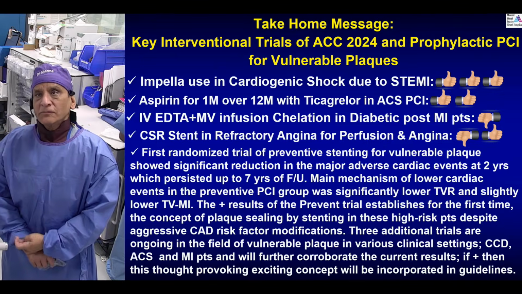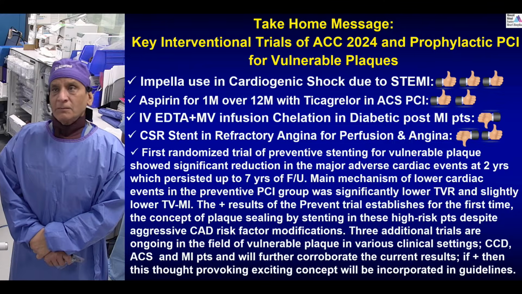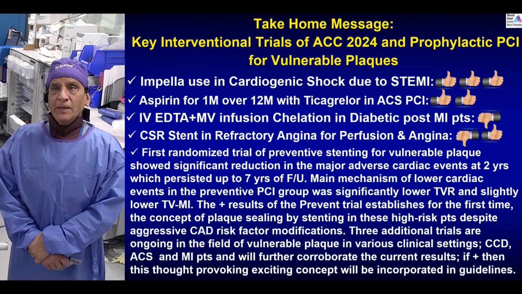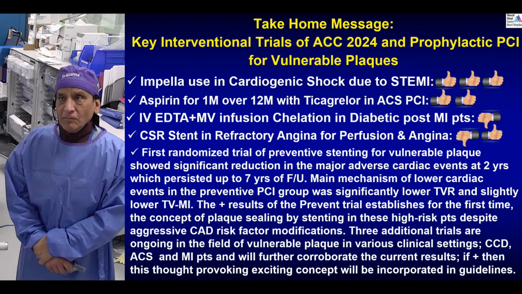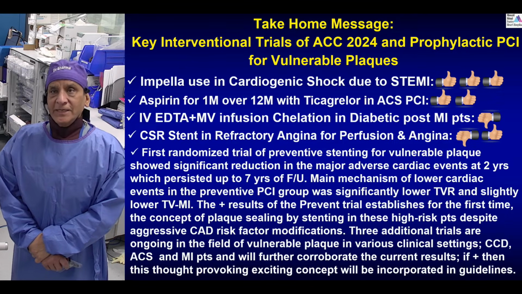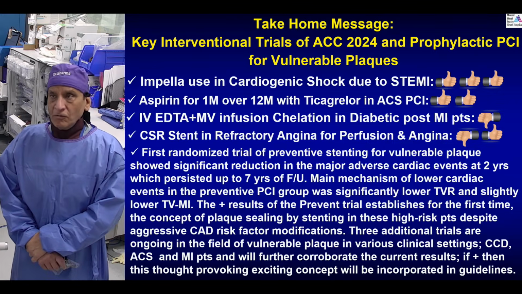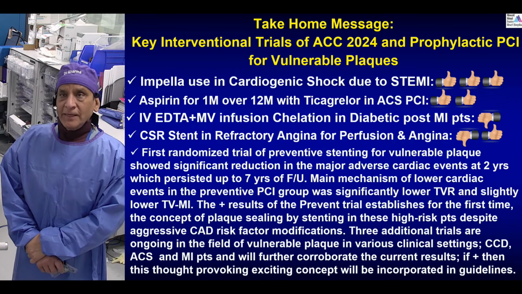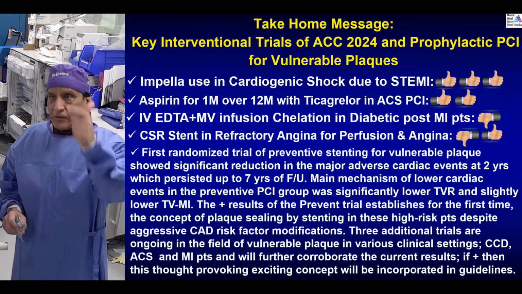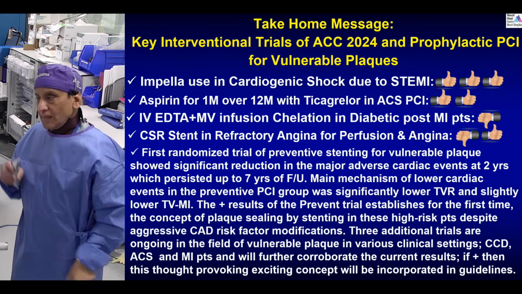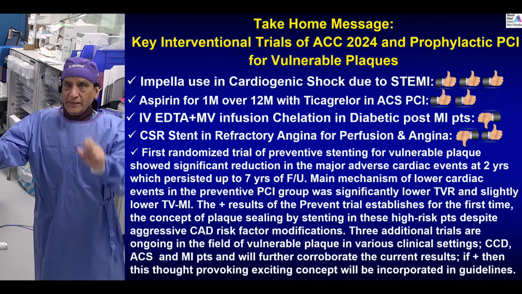The Impella use, what are the take-home messages? Impella use in cardiogenic shock due to STEMI, I would say 3 thumbs up. Aspirin for 1 month over 12 months with ticagrelor in acute coronary syndrome, 2 thumbs up. IV EDTA plus multivitamin infusion in diabetic post-MI patients, thumbs down, no benefit. CSR stent in refractory angina for perfusion and angina: it benefited angina, no perfusion, so 1 thumbs down, 1 thumbs up. But more important is the interpretation, which is a little long, but I had to read it.